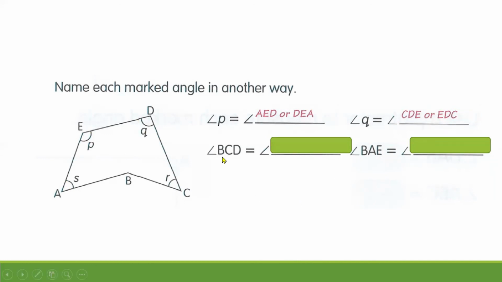How about angle BCD? We can call it angle R or angle DCB. And the last one, angle BAE, can also be called angle S or angle EAB.